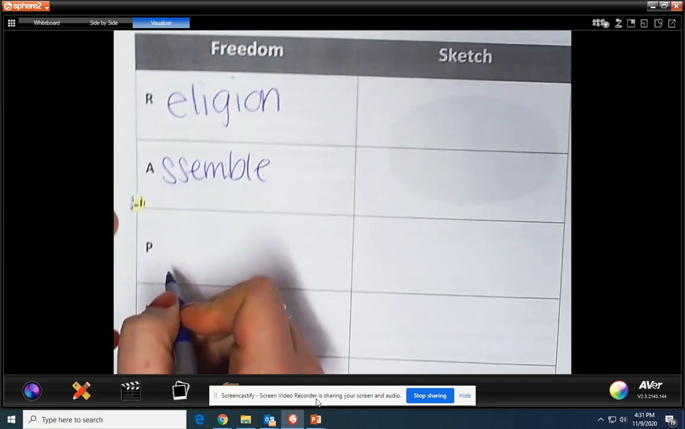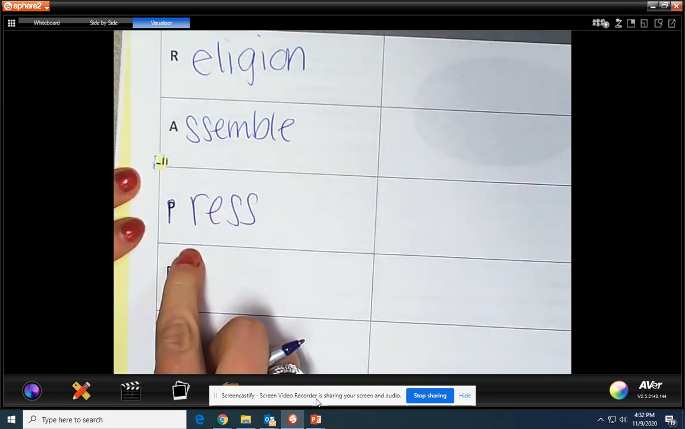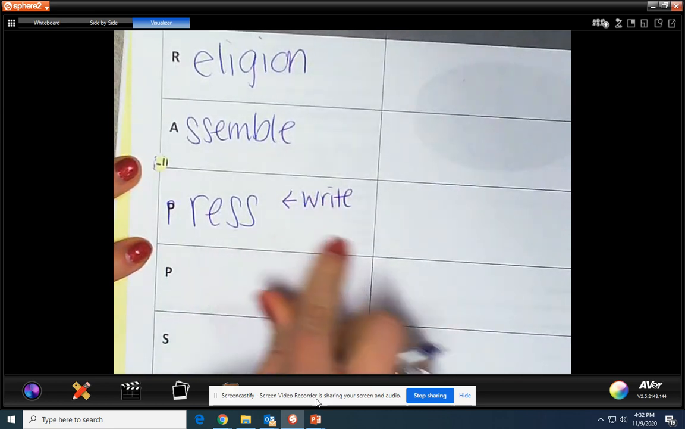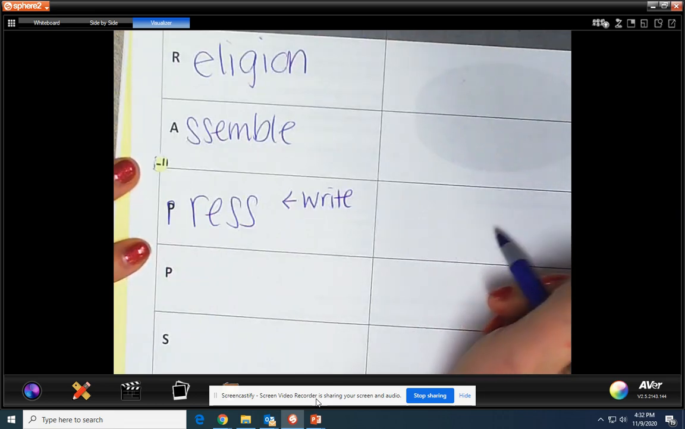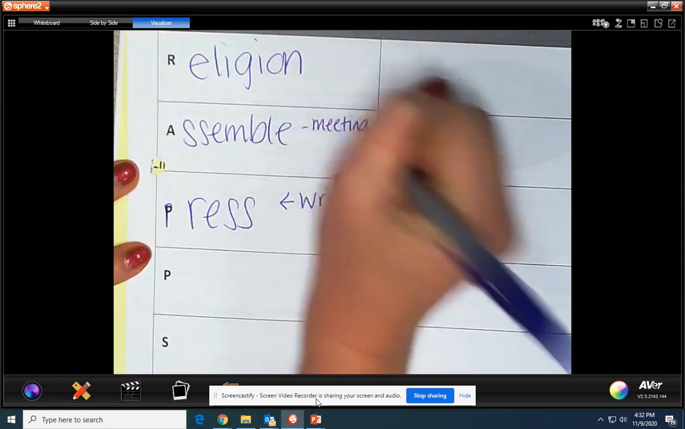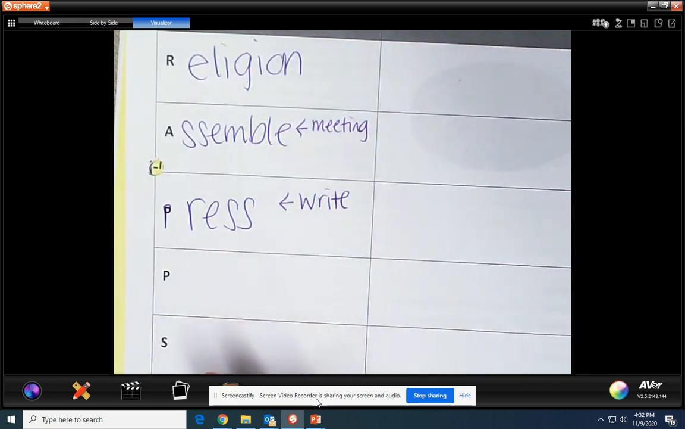The next one we'll do is press. Press means to write, and please remember that the freedom of press is writing. So what does it look like to be able to put anything you want in a newspaper, magazine, or on the internet to criticize your government? When you see people at football games or celebrity events, the people representing news stations wear a badge that says press because they are the people who write about things going on.